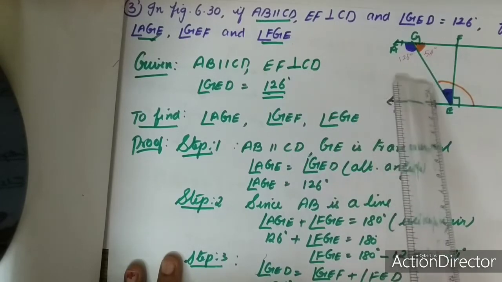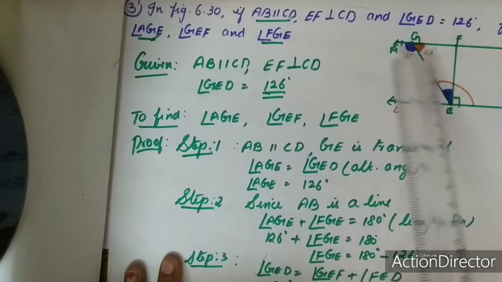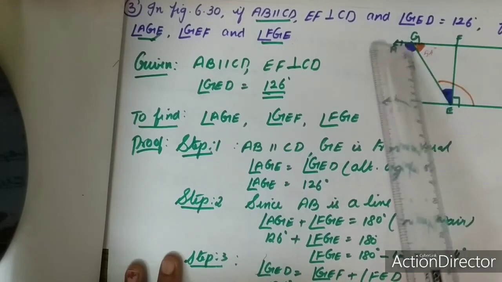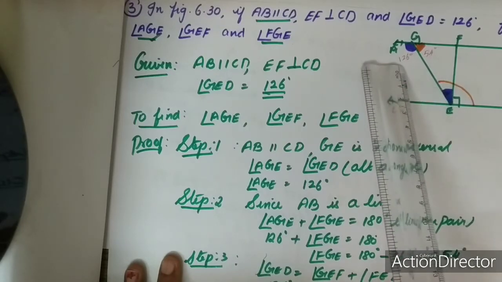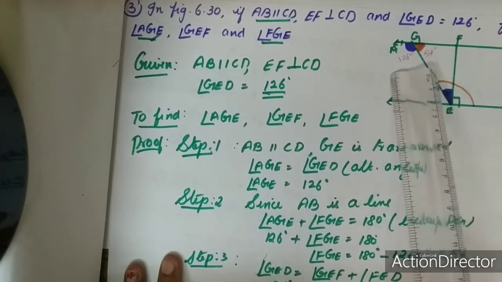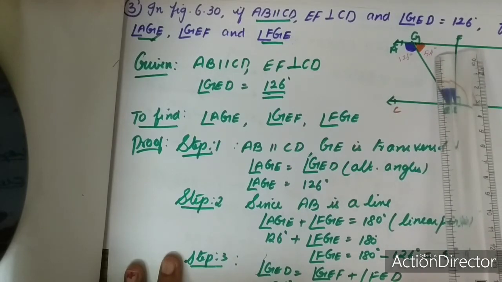Now moving on to step 2. AB is a line, so these two angles form a linear pair. So the sum of these two angles is 180 degree. We know one angle, so we can find the other angle by subtracting 126 from 180, which is equal to 54 degrees. So two angles are over.